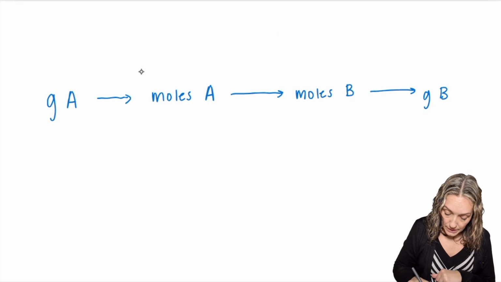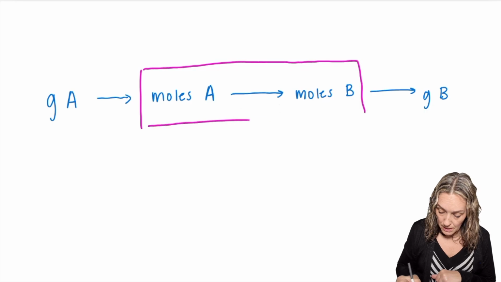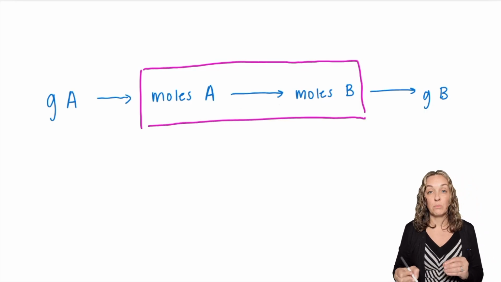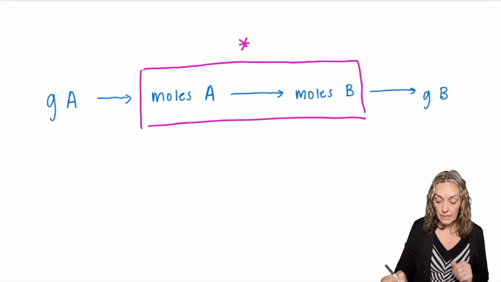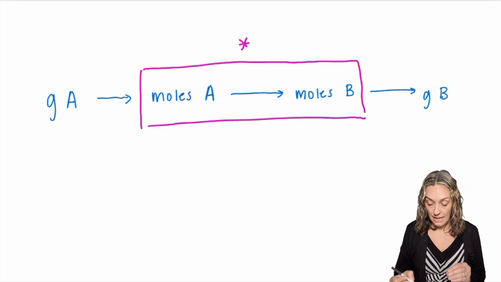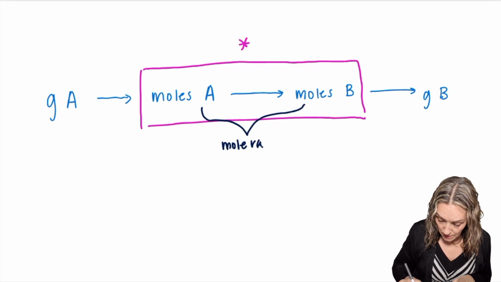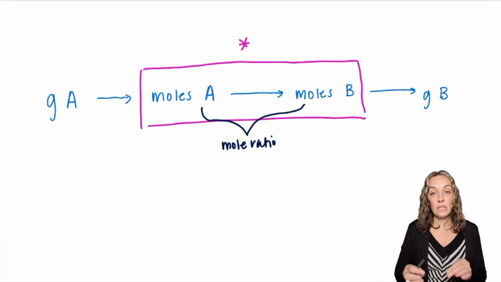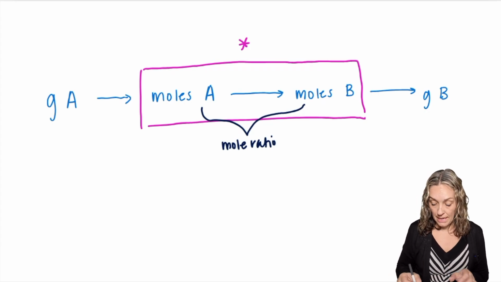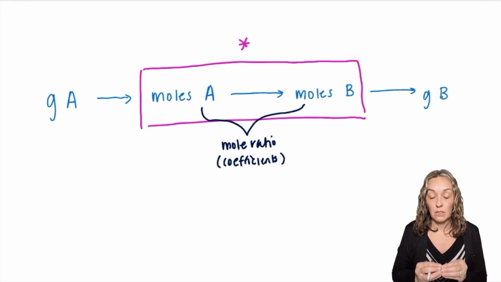The central point of every single one of these problems is to compare moles of one substance to moles of another. This is the part of the problem that you are going to do every single time. In order to do that, you are going to need to use the mole ratio from the balanced equation. So these are the coefficients from the balanced equation. That is going to be the core or central part of every single problem.